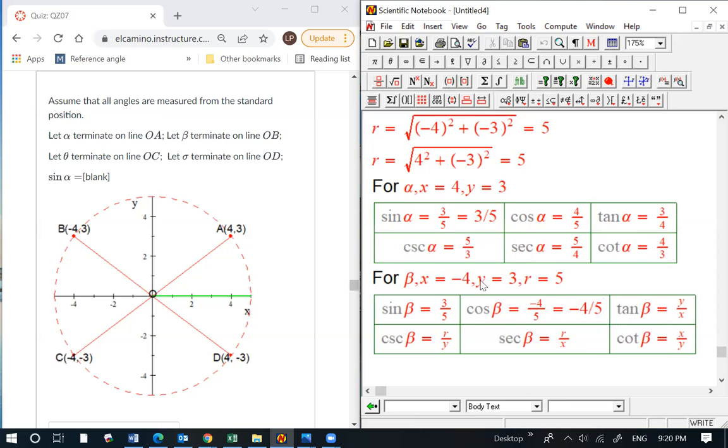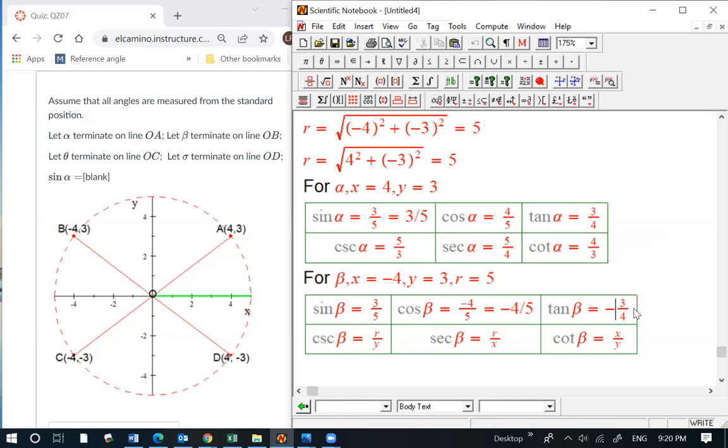Tangent beta is y over x, so it's 3 over -4. Just put the negative sign in the front, same number. When you enter this, you're going to enter it as -3 over 4.